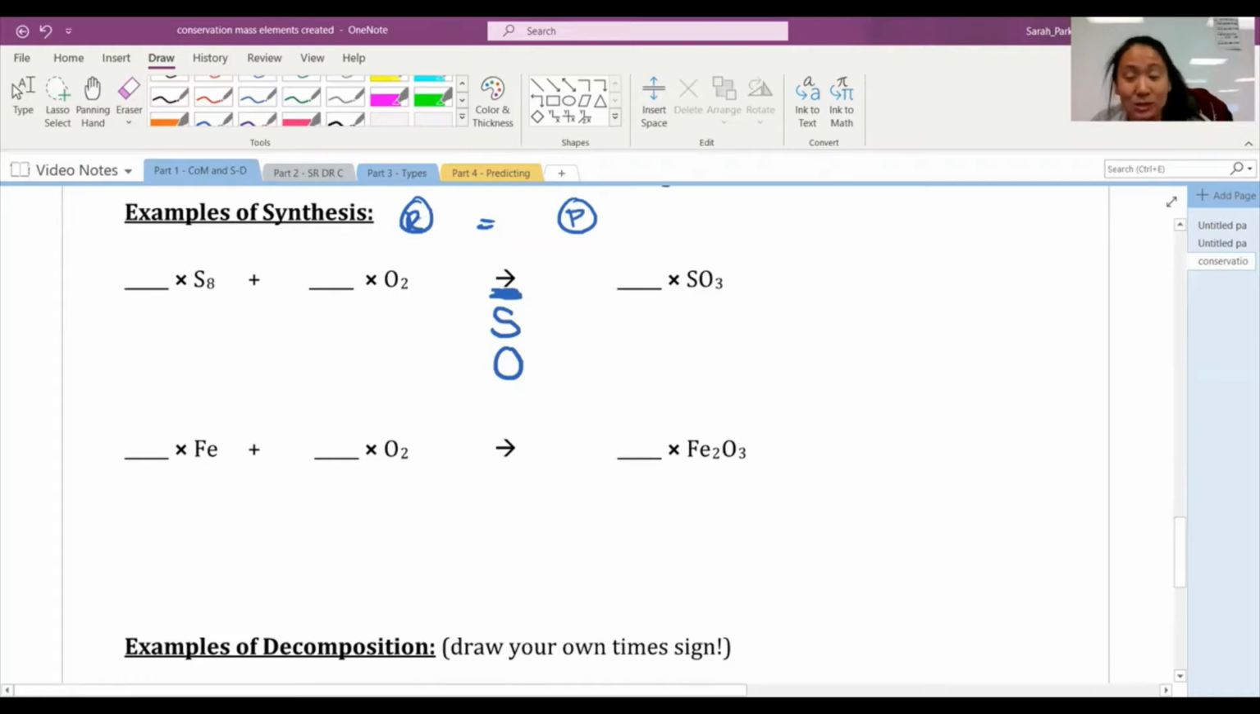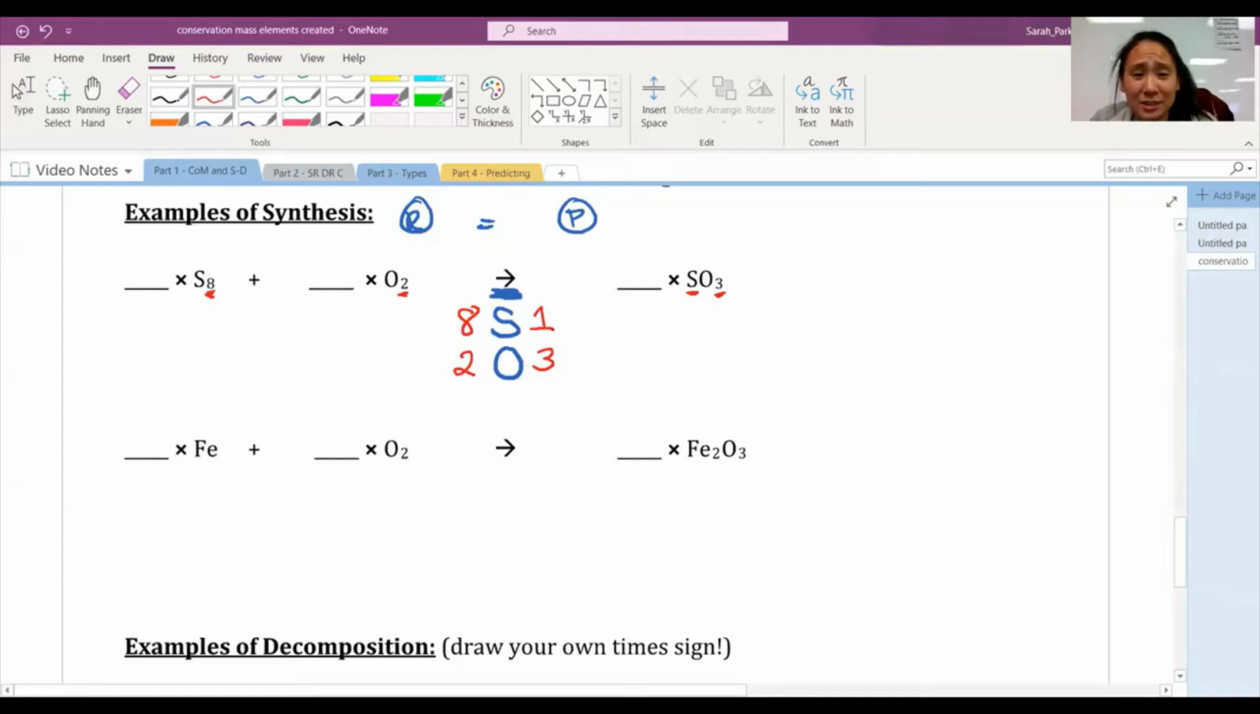Then you can count to see how much you have in the moment, okay? So for example, I have 8 sulfurs. So I put an 8 here, and then I have 2 oxygens, so I put a 2 right here. Then I count the right-hand side. How many sulfurs do I have here? Well, there's no number, so that implies a 1. Then how many oxygens do I have here? 3. Then you ask yourself, is this conservation of mass? Do I have the same number of elements on both sides? The answer is no. So then you have to put coefficients to make them equal.